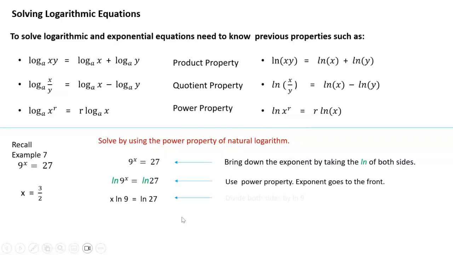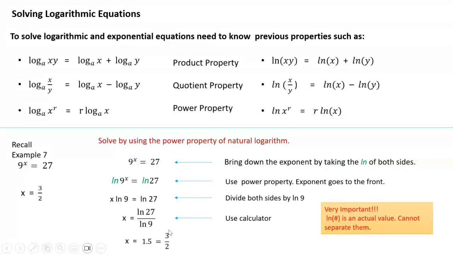Now we can divide both sides by the ln of 9. We can put that into the calculator, and it's going to give us 3/2, or 1.5, which is 3/2. You see, guys, we get the same answer. And very important, guys, the ln of a number is an actual value. You cannot separate them. For example, a lot of students will say, "Oh, I'm going to cancel the ln's," and we got 27. No, you cannot do that because the whole thing, the ln of a number, is actually a value. You cannot separate the ln and the value. It's all together. So please don't make that mistake.